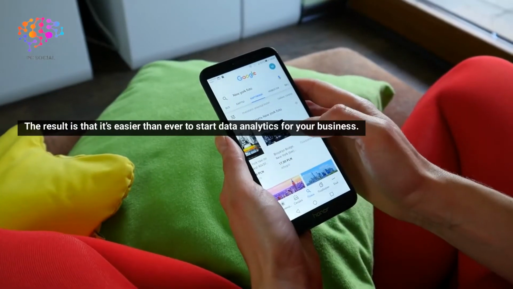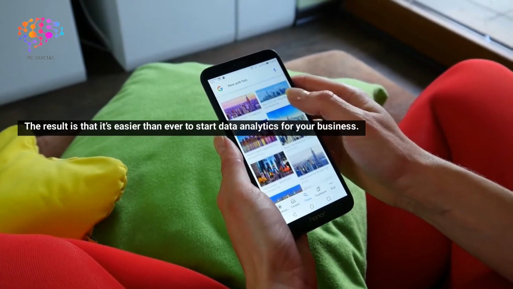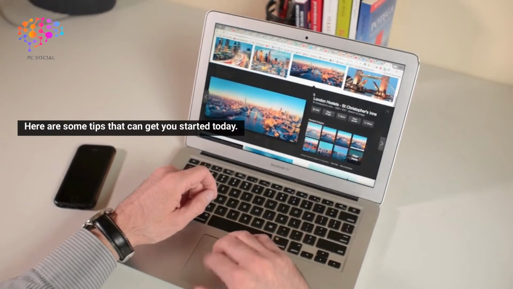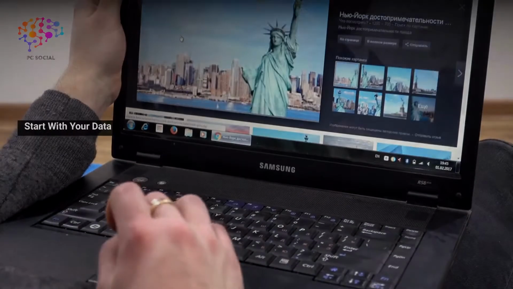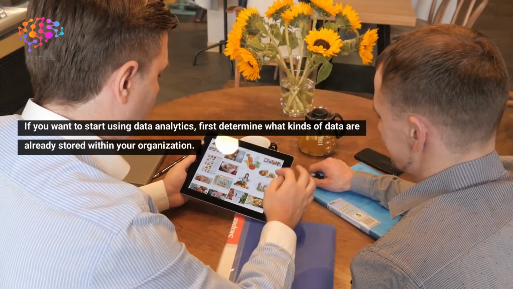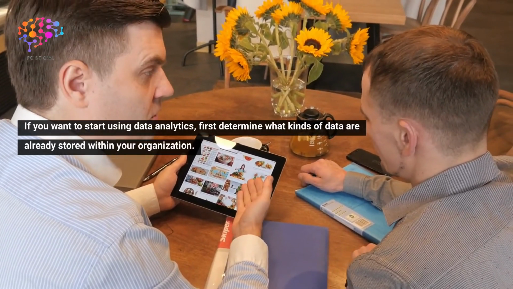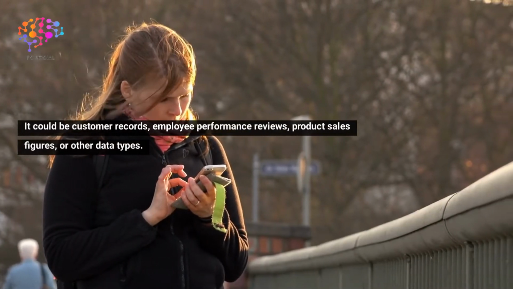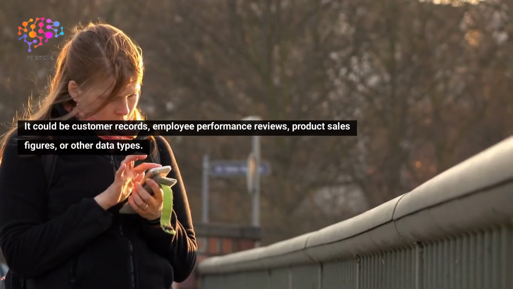The result is that it's easier than ever to start data analytics for your business. Here are some tips that can get you started today. Start with your data. If you want to start using data analytics, first determine what kinds of data are already stored within your organization. It could be customer records, employee performance reviews, product sales figures, or other data types.